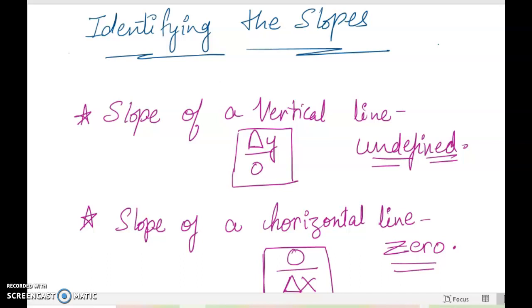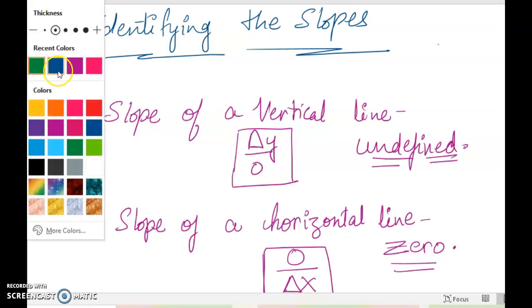Let's identify the slopes. We discussed the slopes. The slope shows the steepness of a line: change in y over change in x. The slope of a vertical line is change in y over 0. Whenever we have a denominator of 0, our slope is undefined. Right? So this is called an undefined slope when we have 0 in the denominator.